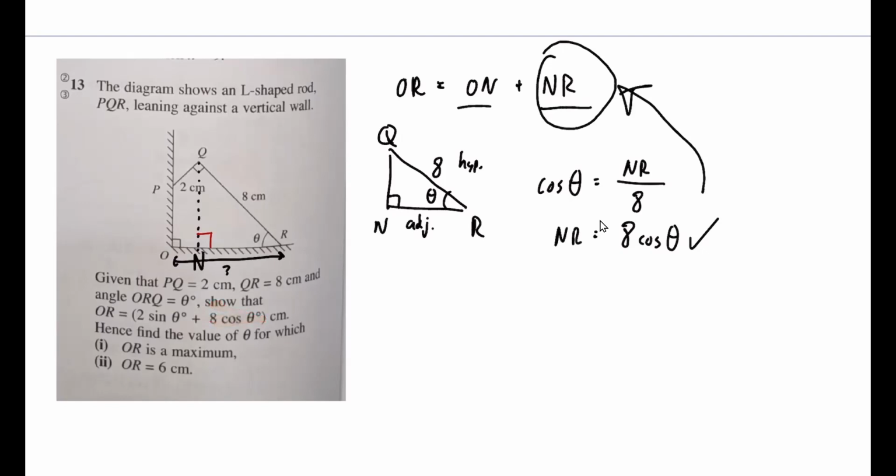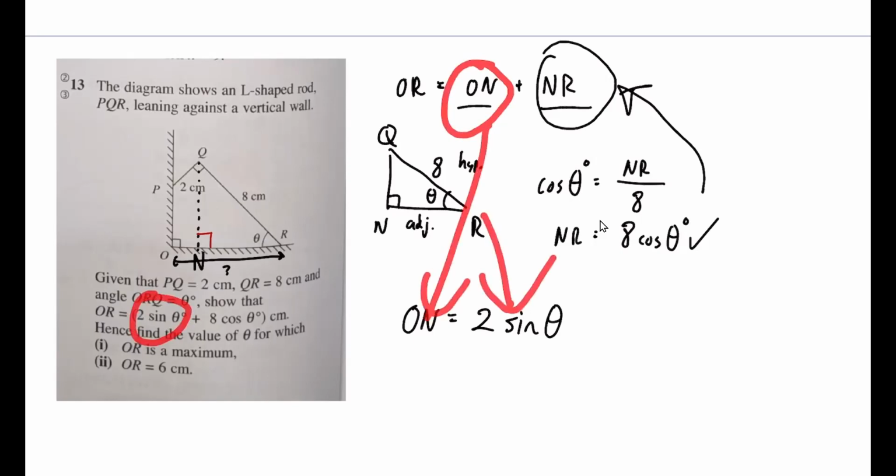Maybe I should put a degree symbol here because they put a degree symbol there. Yeah, very extra, but okay, fine. Then we are done with NR, but how about ON? How do you find ON? That's when you have to involve 2. But then you see the answer, they need you to have 2 sine theta. So that means ON, reverse engineer, right? You need 2 sine theta, you're left with ON, so obviously ON is 2 sine theta, right?